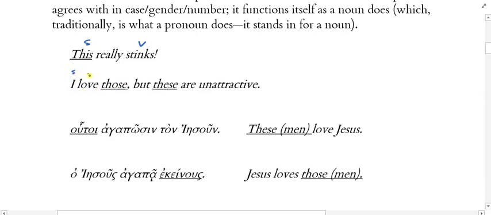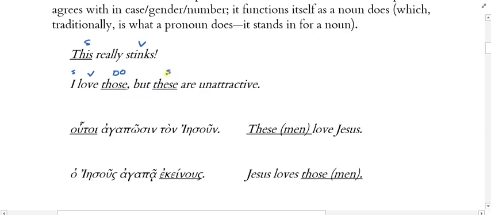I is the subject, love is the verb, and notice that the demonstrative word those is my direct object. That is typically a noun function. Here the pronoun is functioning like a noun. Notice, again, I have no noun that goes with those. It's not "I love those turkeys." It's just "I love those."